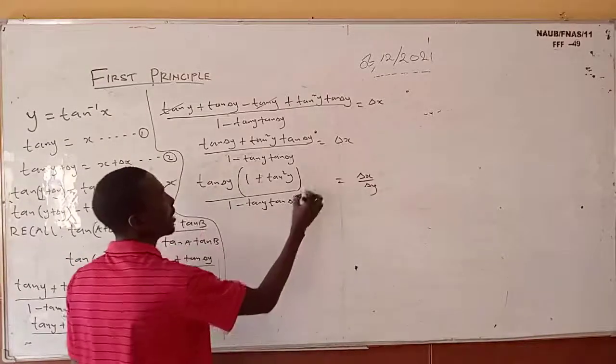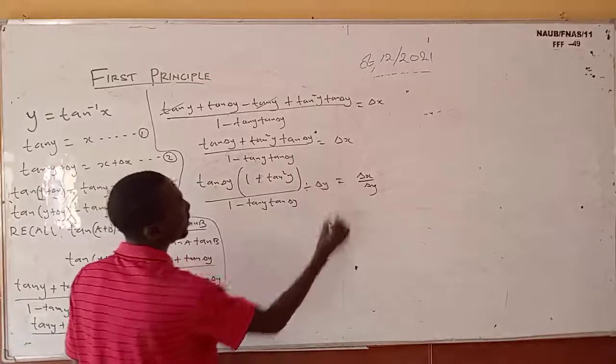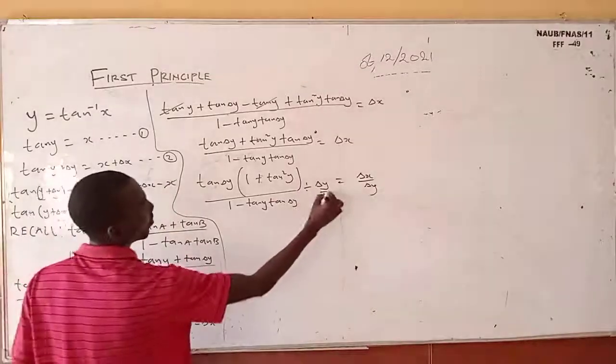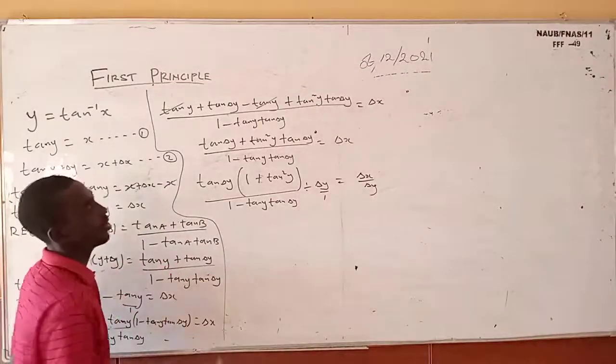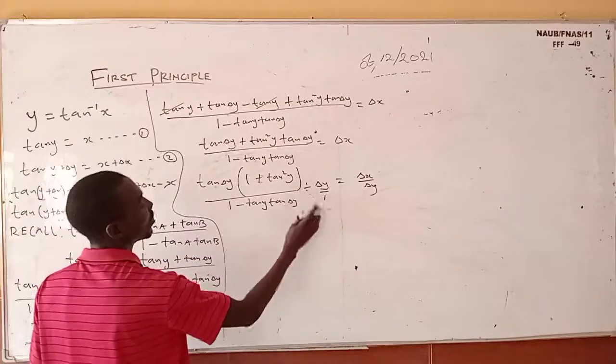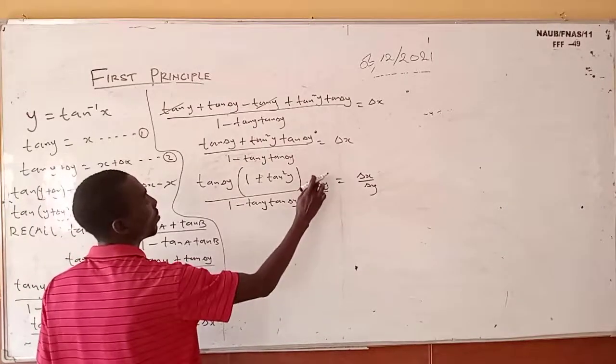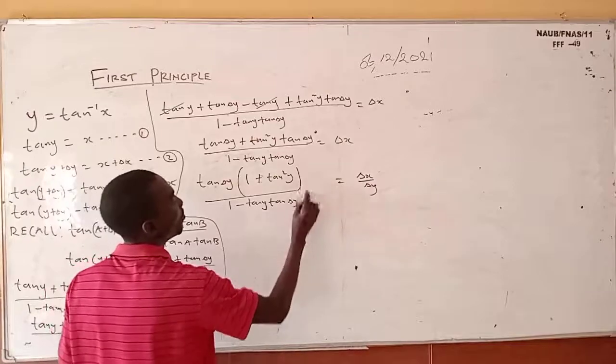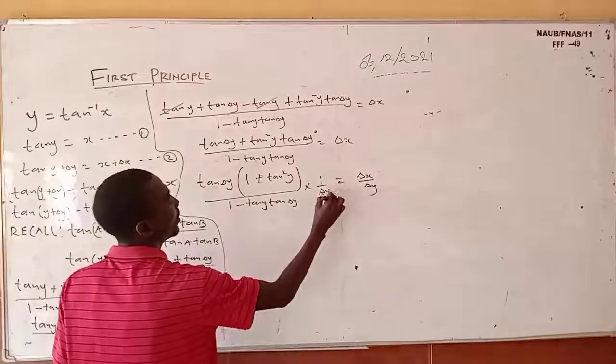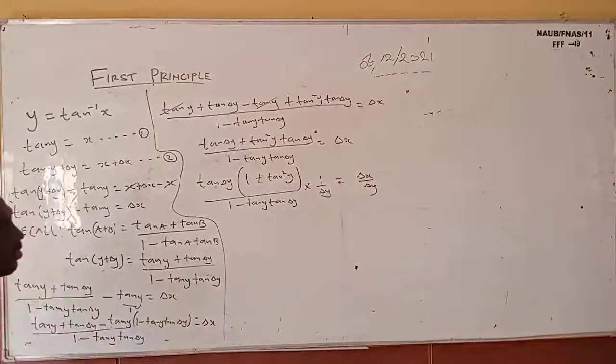It means that I can also write this as divided by change in y like this, all over 1. You get that? So this division will change to multiplication, and this one will go up, this one will come down. So which will be times 1 all over change in y. Do you get that?